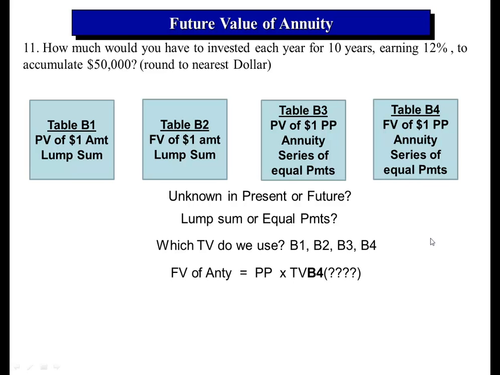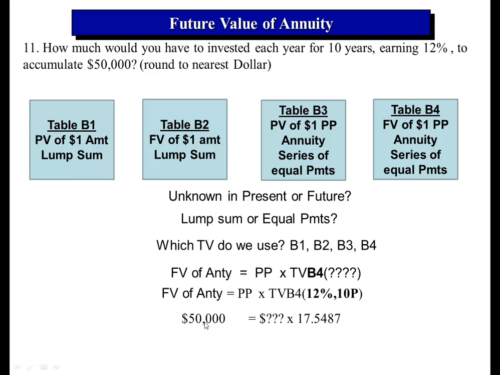But when we use that Table 4, we're going to use 12% for 10 periods because that was given to us, the 10 years and 12%. And what was not given to us was this equal periodic payment. But what we do have is the future amount, the future value of this annuity. So let's plug in the pieces that we know. $50,000 equals something times this table value, which is 17.5487. And the way we're going to get this something, or these equal payments, is to take the 17.5487 and divide it into 50,000. And when we do that, we're going to get that those equal payments are worth $2,849.